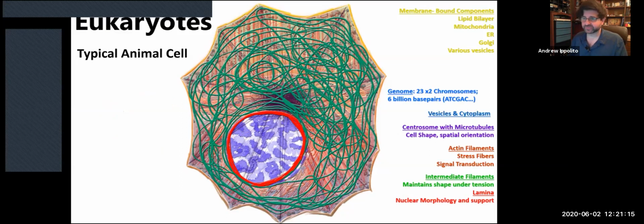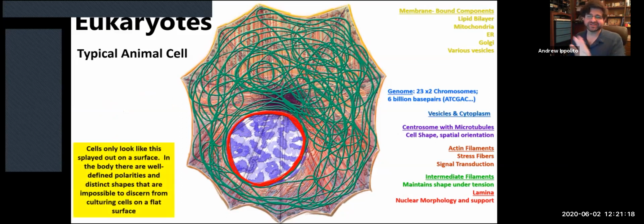All right, and understand that cells don't actually look like this. This is what a cell would look like if it was flattened onto the surface of a petri dish. In their native state, in any organism's body, cells take on a distinct three-dimensional shape, depending on what they do. This is a very artificial look, but it's useful for teaching.